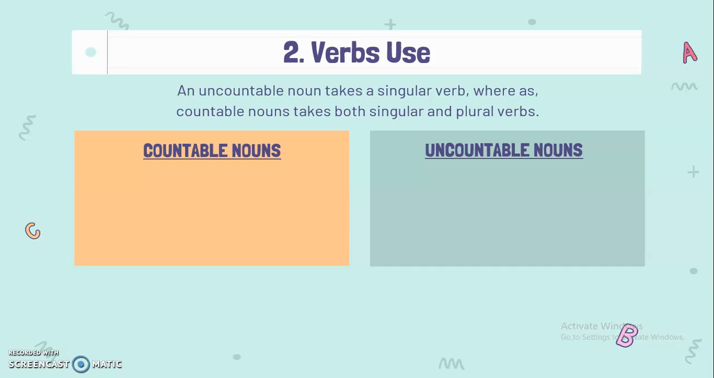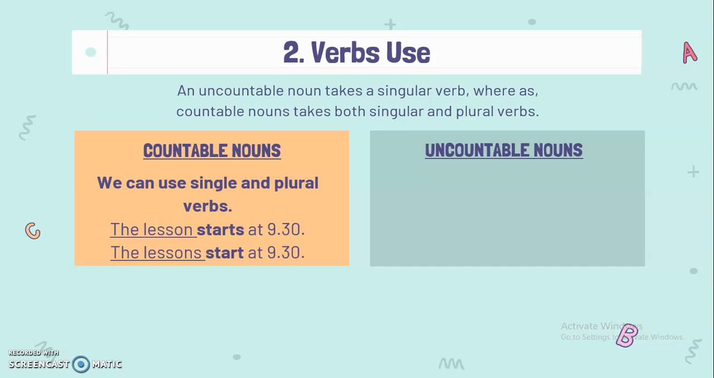Now let's come to the second difference. They are different in terms of verb use. An uncountable noun takes a singular verb, whereas countable nouns take both singular and plural verbs. That means, as you can see from this example, the lesson starts at 9:30. The lessons start at 9:30.